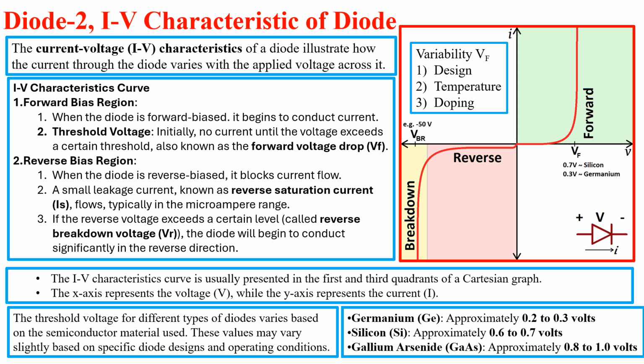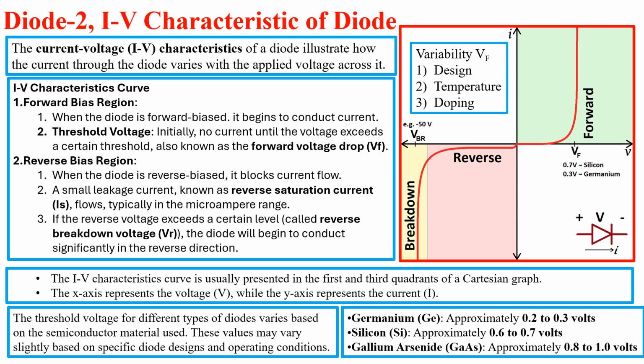The current-voltage characteristic of a diode can also be discussed with quadrant representation. The IV characteristic curve is usually presented in the first and third quadrants of a Cartesian graph, as shown in the figure. The x-axis represents the voltage, while the y-axis represents the current.